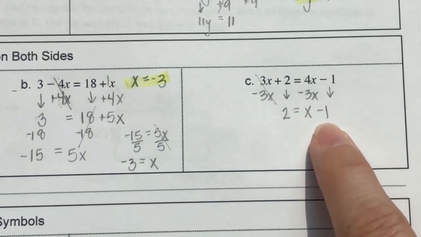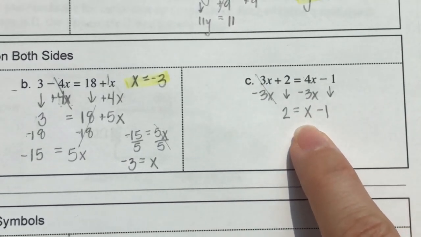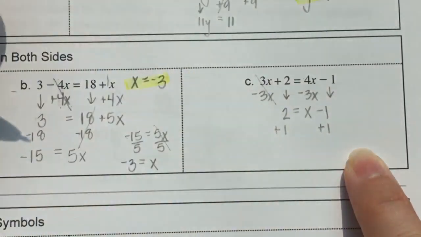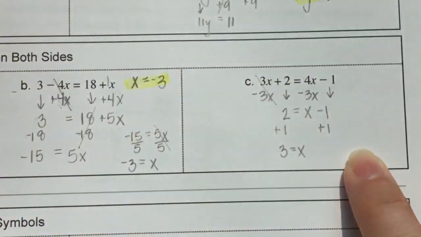So I have a number being subtracted from x. To get x by itself, I'm going to add that number to both sides. So I'm going to undo subtracting 1 by adding 1 to both sides. 2 plus 1 is 3 equals x. So our solution is x equals 3.